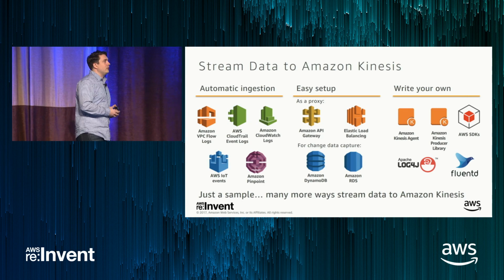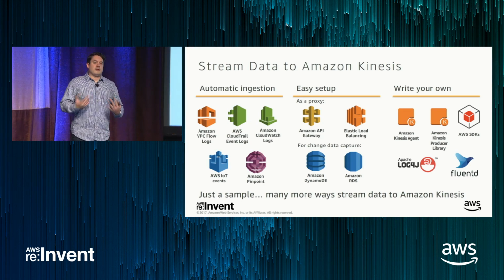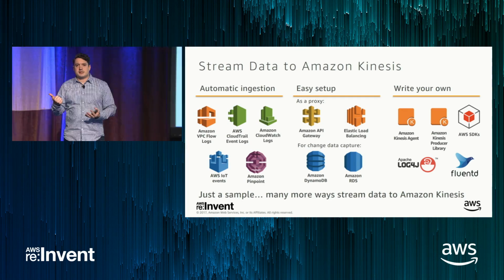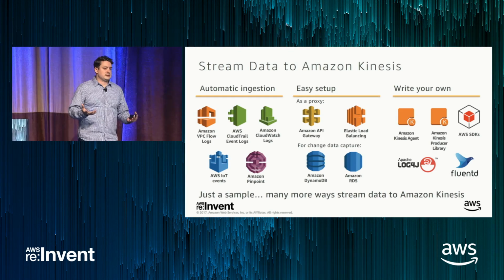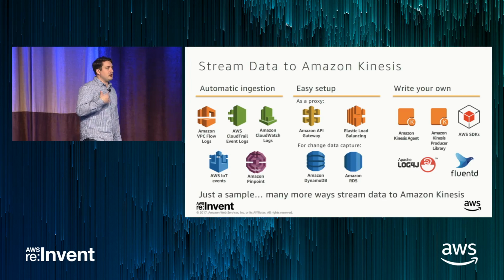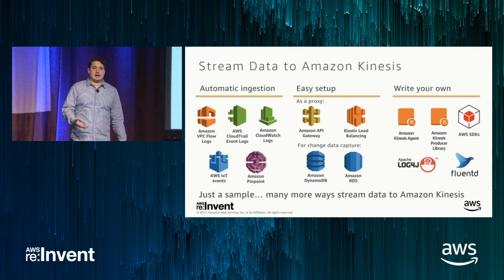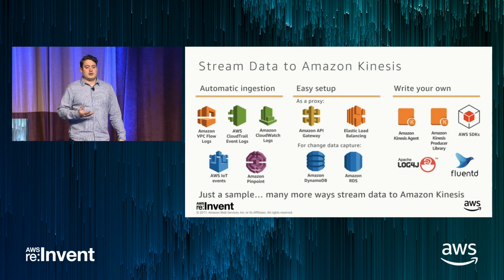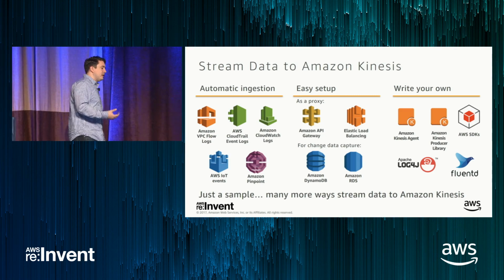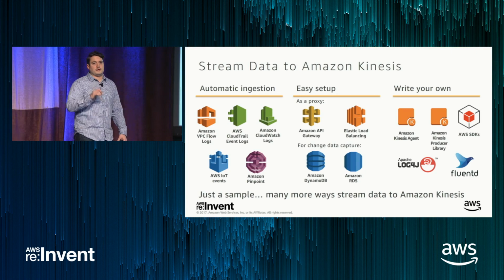Or you can write your own. We offer a number of open source libraries. The one I just mentioned, the Amazon Kinesis Agent, is really optimized for the log ingestion use case. We also have Log4j and FluentD connectors that allow you to write data to a Kinesis data stream. We have an Amazon Kinesis Producer Library. This library is specifically meant for large log servers.